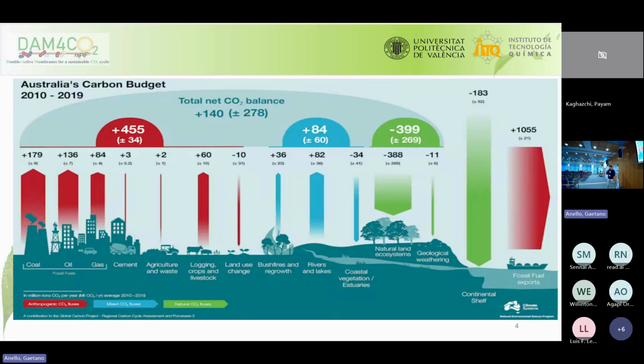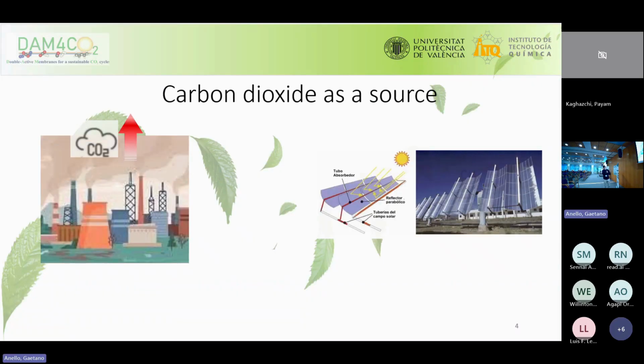If I was able to use only 1% of this amount of CO2 in Australia, I was doing numbers yesterday, I would be able to make 3 million tons of octane, okay, of gasoline. So we are all behind valorizing CO2 because of this: just using a bit of this CO2, we can generate a lot of economic and social benefit, and also, most important, environmental benefit. So this is more or less our idea.